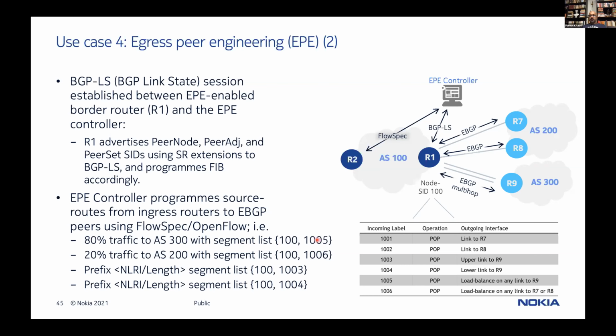So let's think about this. 100 is the SID for R1. What is 1005? I've got a table here that has them. 1005 is the node SID for R9. Remember I said that there is a node SID advertised for every peer. What does that mean?